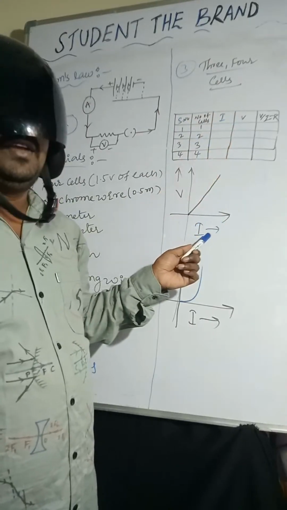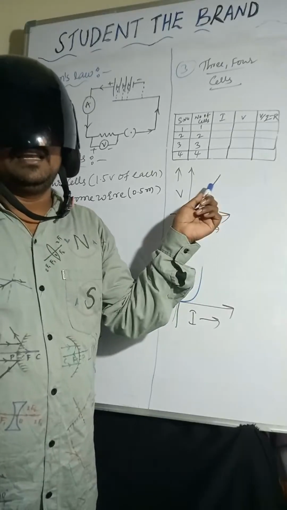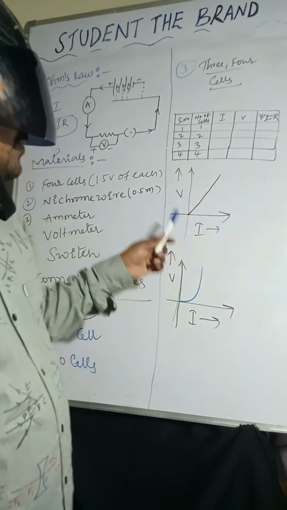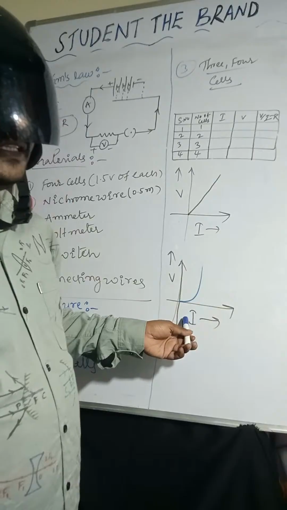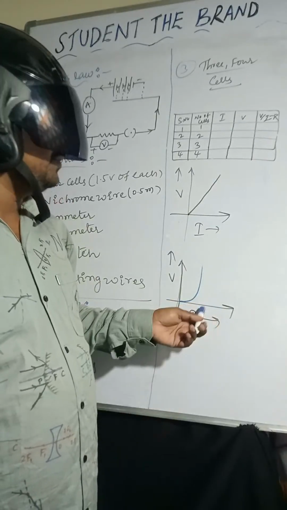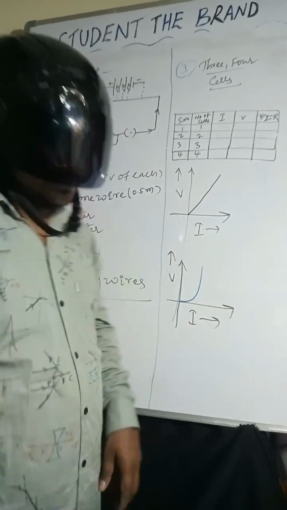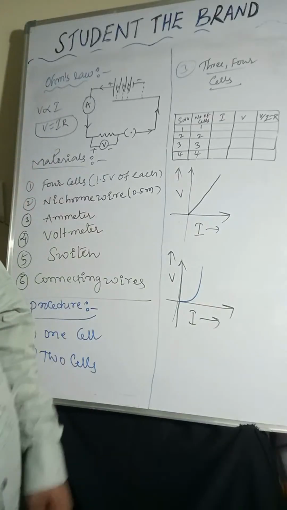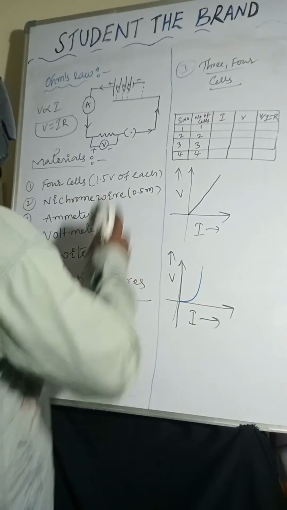If you draw the VI graph, the graph is linear for ohmic conductors. The graph is curved for non-ohmic conductors, right? Yes. Now we will discuss resistance and resistivity.